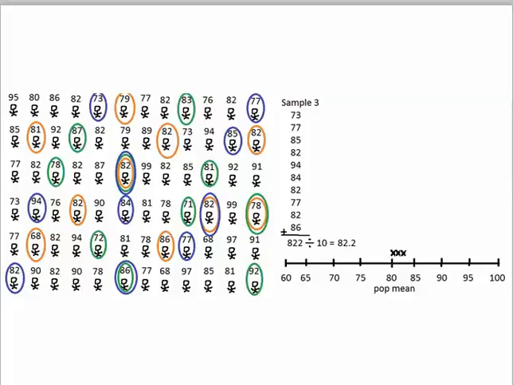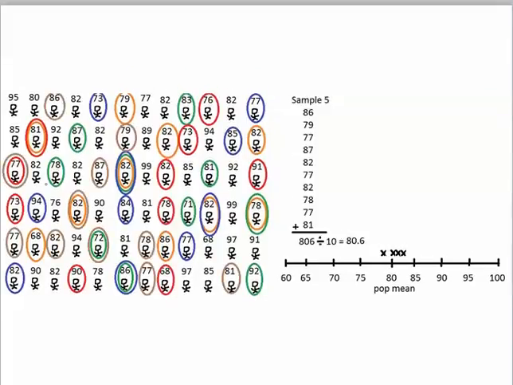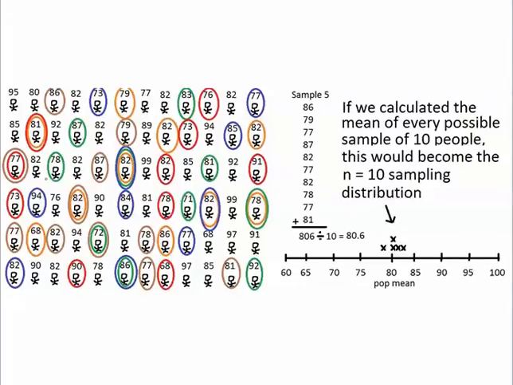So if we moved on and we kept looking at more possible samples of 10 students, we would still see that most of the possible samples have sample means close to the population mean. And if we actually took the time to calculate the mean of every possible sample of 10 students, and we plotted those sample means in this graph, we would see the complete sampling distribution for the sample size of 10.